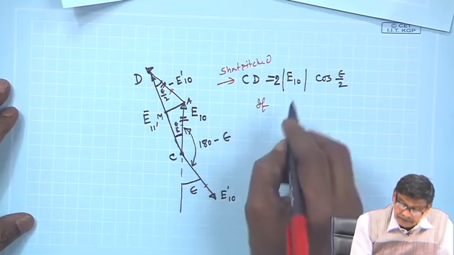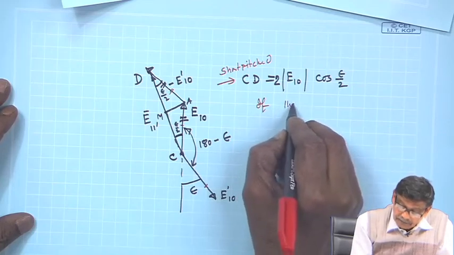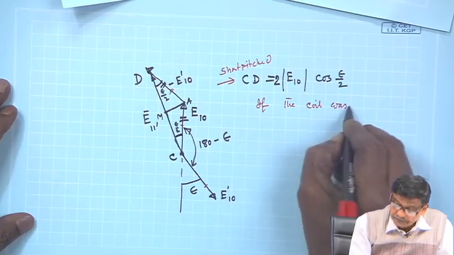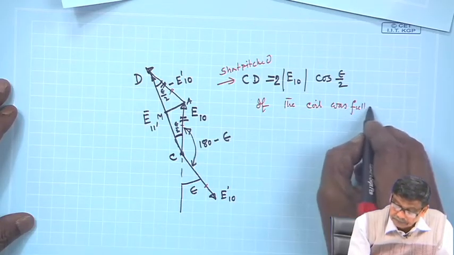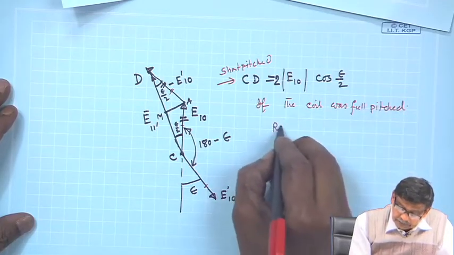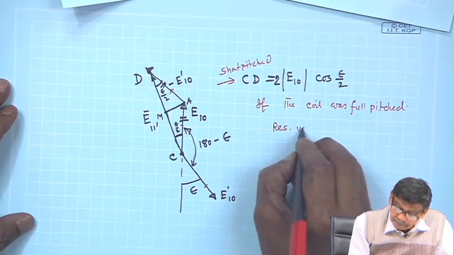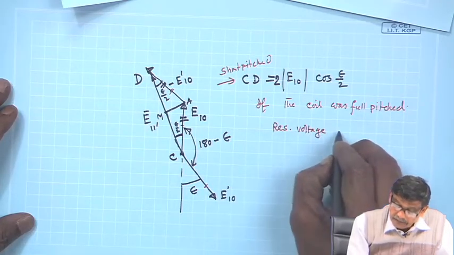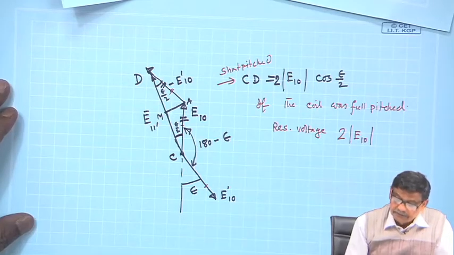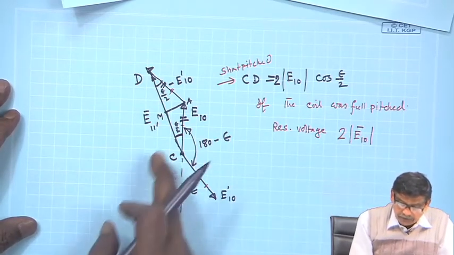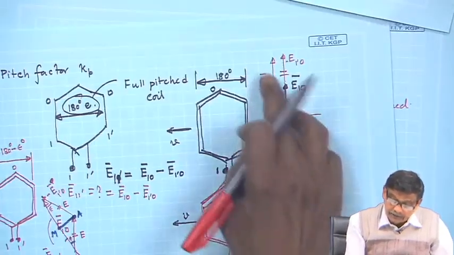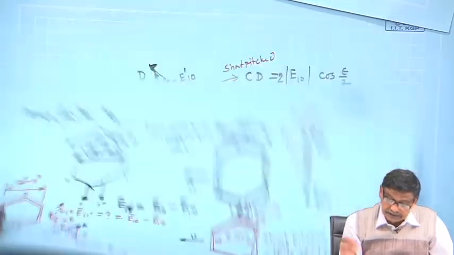If the coil was full pitched, the resultant voltage would have been 2 times the amplitude of E10, that is all. The magnitudes of E10 and E1-0 are the same. It would have been twice that voltage. This is the phasor diagram of that.